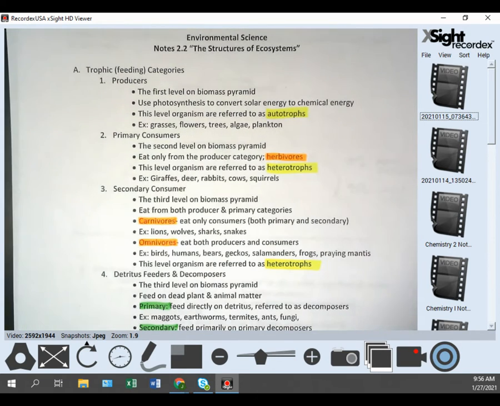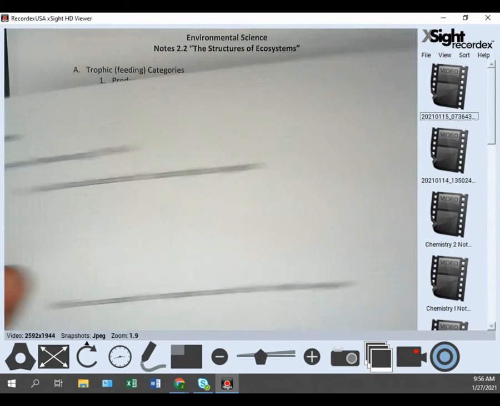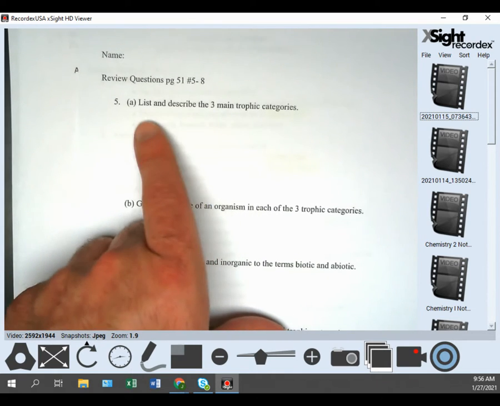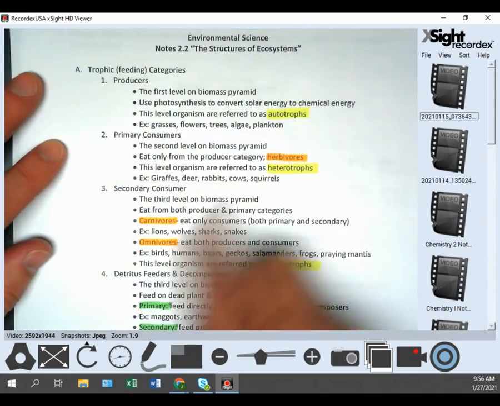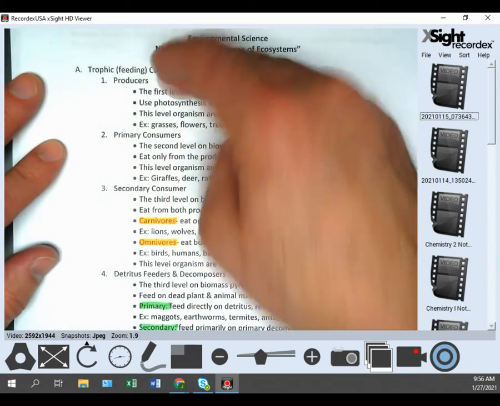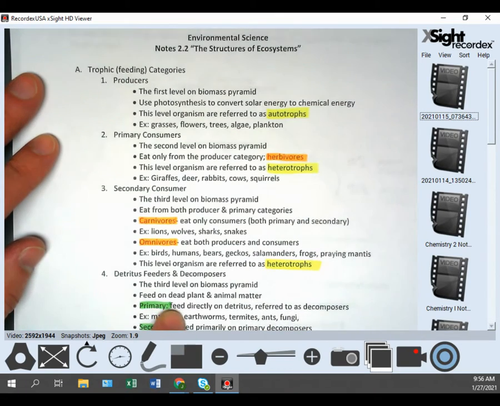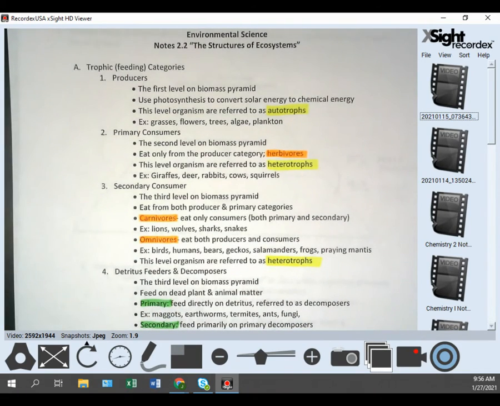Just so you know, because this is kind of confusing, if people have questions: the three main trophic categories are producers, consumers as one thing, and then detritus feeders and decomposers. I think I mentioned this in the video lecture yesterday, but this is stuff you probably had before. If I skip over something or go too fast, assuming you know it, just let me know and I'll hit it real quick.